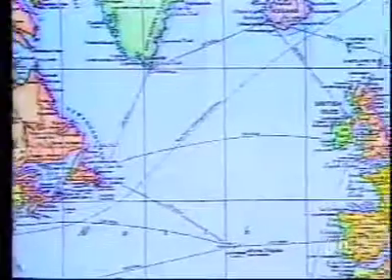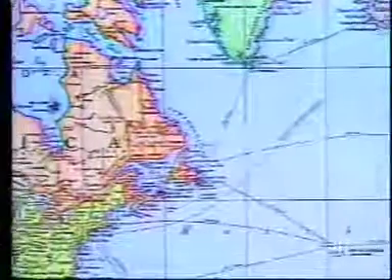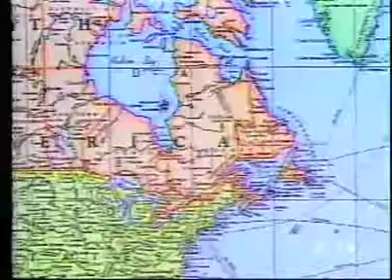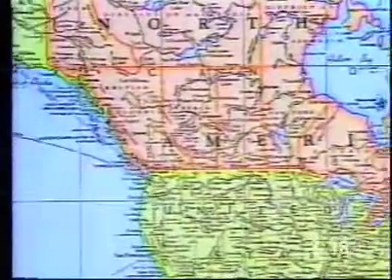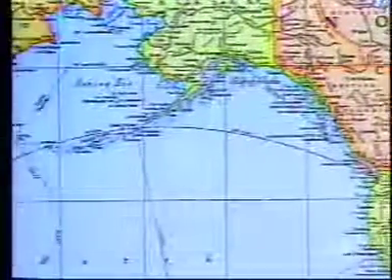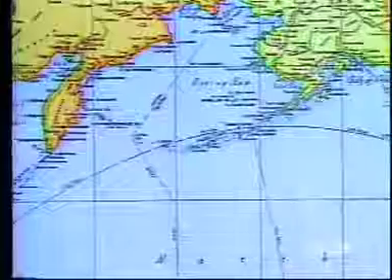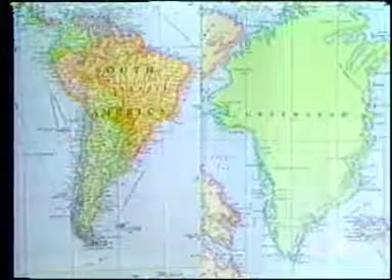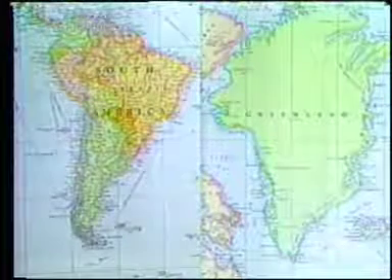The distortion, however, makes them unsuitable for general use because shapes and sizes of land and water areas and distances are grossly inaccurate. The best example of this distortion can be seen by looking at Greenland. On a Mercator map, Greenland looks larger than South America when it is really closer in size to Mexico.